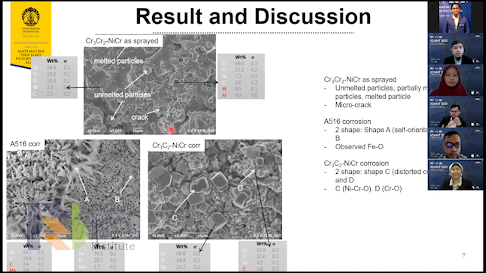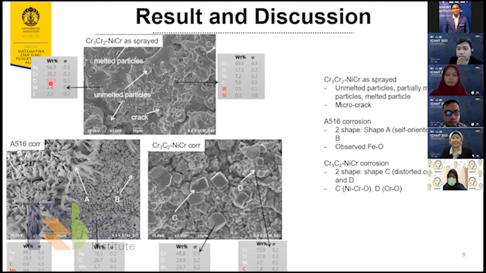And then from this EDS spectrum, we can identify that the element composition in this particle is nickel, chromium, and oxygen. And the next figure shows the uncoated specimen after the corrosion test for 100 hours.